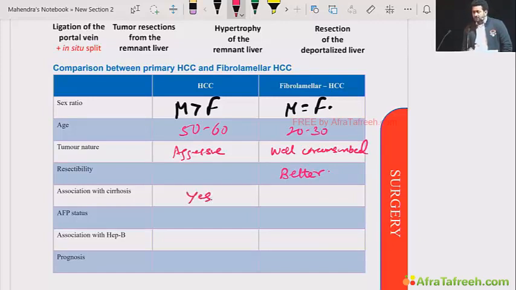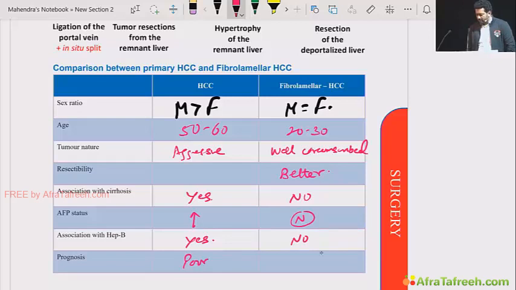Classical hepatocellular carcinoma is associated with cirrhosis. Fibrolamellar is not associated. Alpha fetoprotein will be raised in hepatocellular, and it is normal in fibrolamellar. Association with hepatitis B is seen in classical, it is not seen in fibrolamellar. Prognosis is not very good in hepatocellular, but it is quite good in fibrolamellar type of hepatocellular carcinoma.